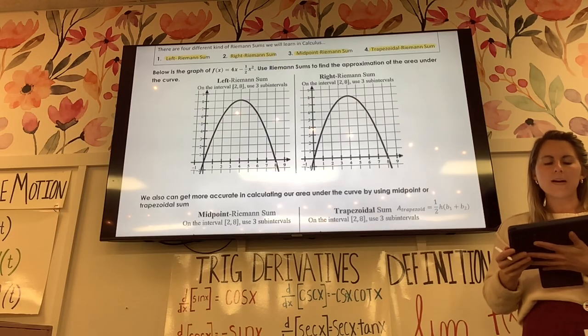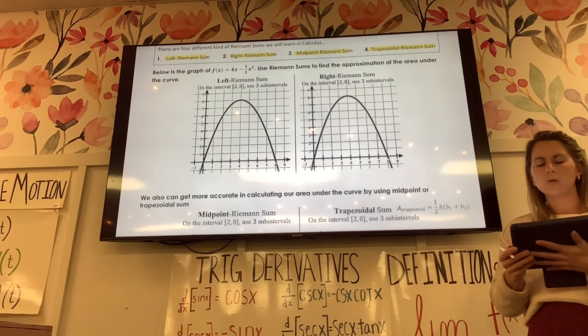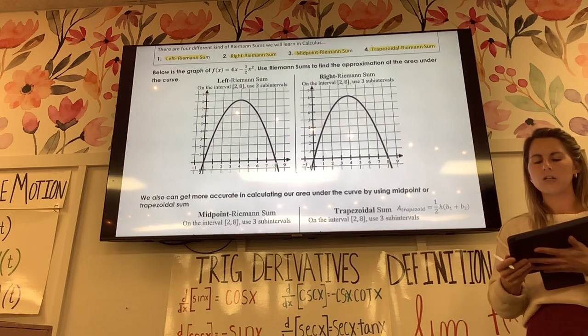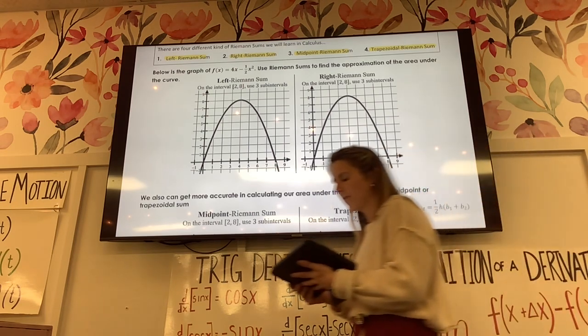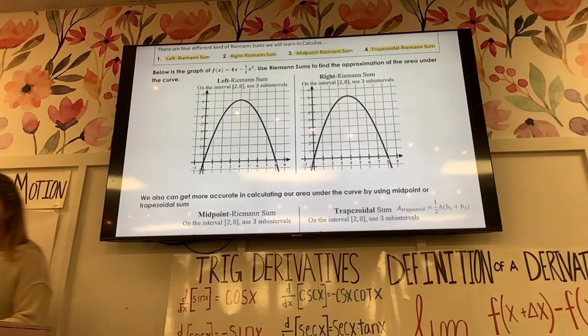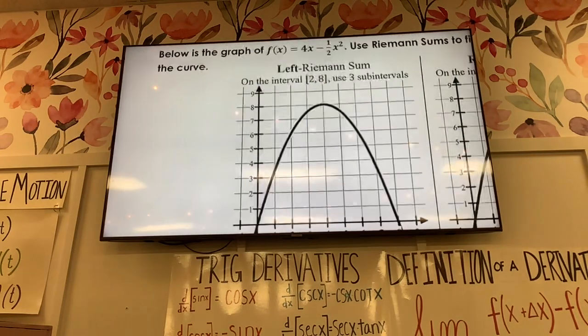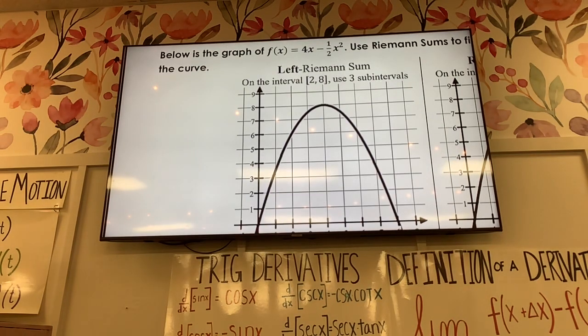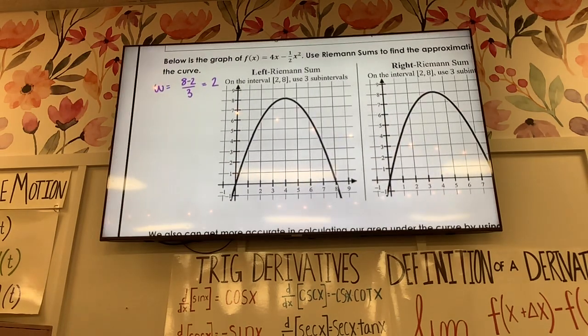It says below is the curve of f of x equals 4x minus 1/2 x squared. Use the Riemann sums to find the approximation of the area under the curve from the interval from 2 to 8 using 3 sub-intervals. All right, so I'm first going to figure out the width. The width of my rectangles is going to be 8 minus 2 divided by 3, which is going to be 2. So the width of my rectangles is going to be a length of 2.